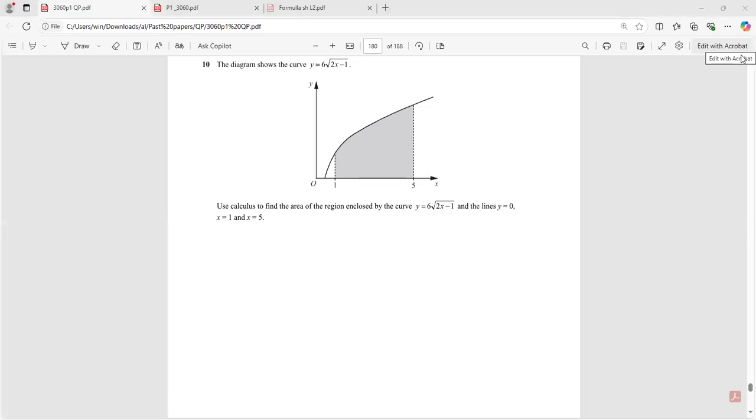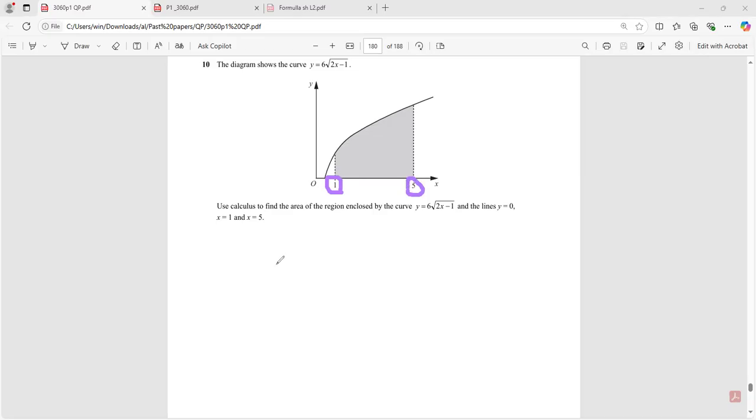Question 10. Area under the curve. Okay, use calculus to find the area of the region enclosed by the curve y equals 6 root (2x minus 1), y equals 0, x equals 1, and x equals 5. This is very simple limited integration. We're going to make it very easy.